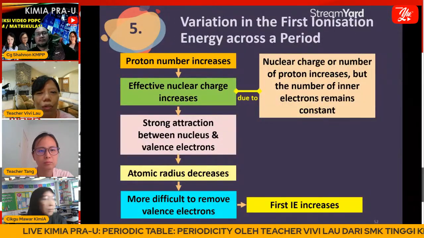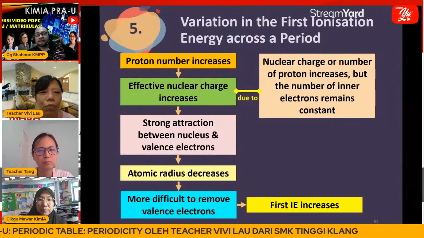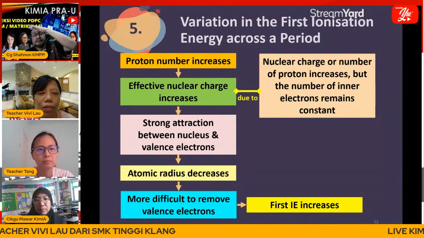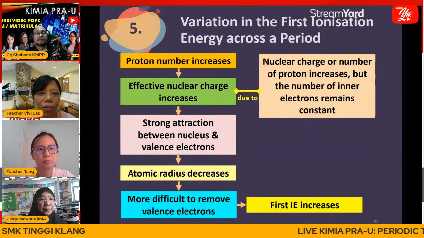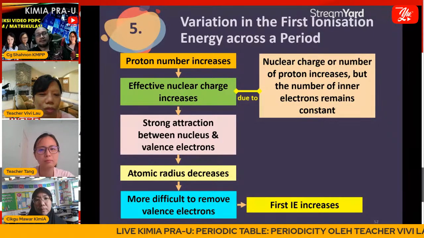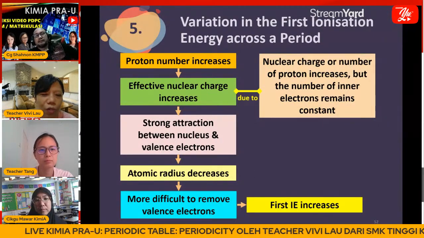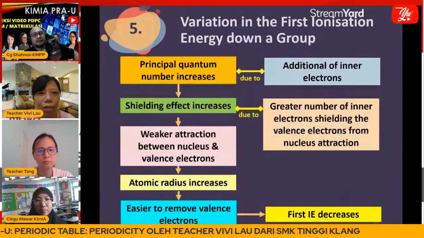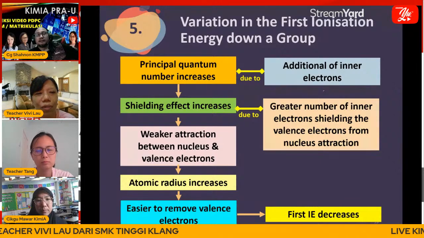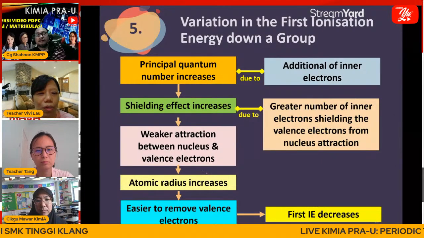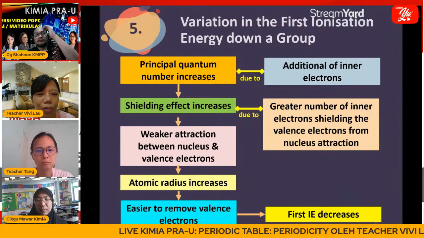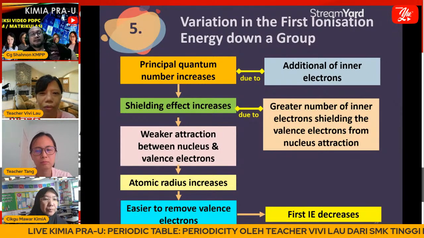Okay, so this one across the period, nuclear charge increases, proton number increases. Then screening effect is almost the same. So effective nuclear charge increases, stronger attraction, atomic size decreases, more difficult to remove electrons, so first ionization energy increases. Okay, down the group, because you have an additional inner shell electron, screening effect increases, so weaker attraction, atomic size increases, so easier to remove valence electron. So first ionization energy decreases.